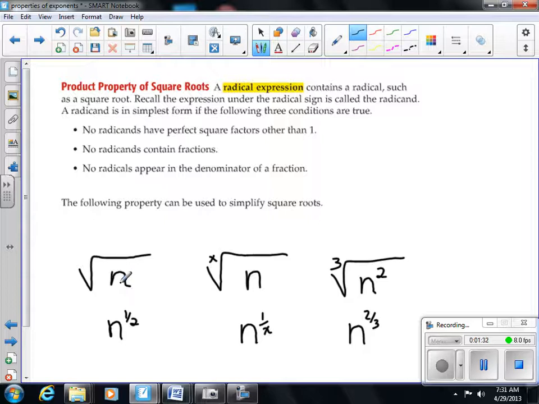No radicals appear in the denominator of a fraction, and this is one that you really want to keep your eye on, that we cannot have any radical signs in the denominator of a fraction. And the following properties can be used to simplify the square roots. Let's take a look at those.